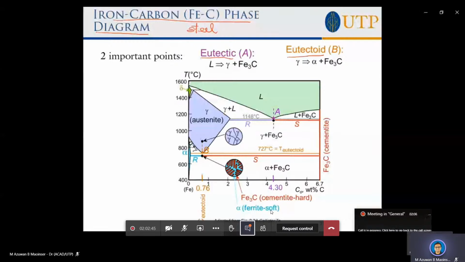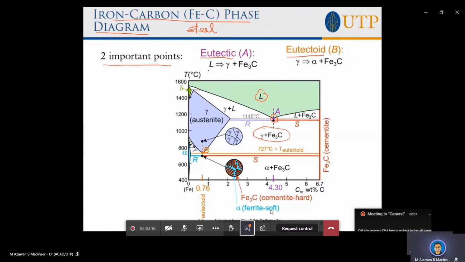So there are two important points of the iron-carbon phase diagram. One point is over here. This is what we call the eutectic point. Okay, what is eutectic? If we remember from our plumbum argentum system, eutectic is when you have liquid convert into solid at one particular, the lowest possible temperature.